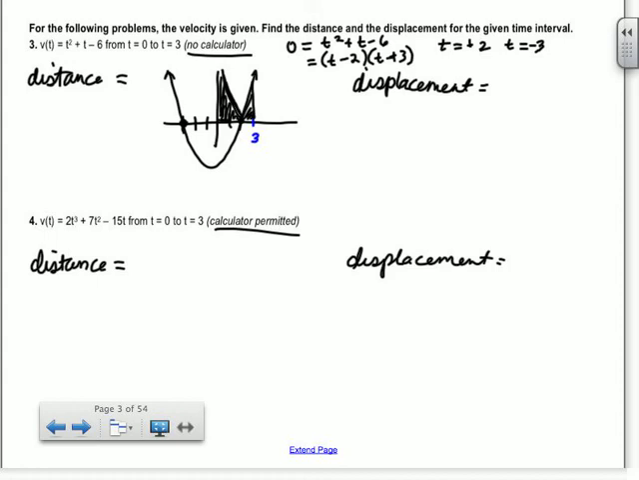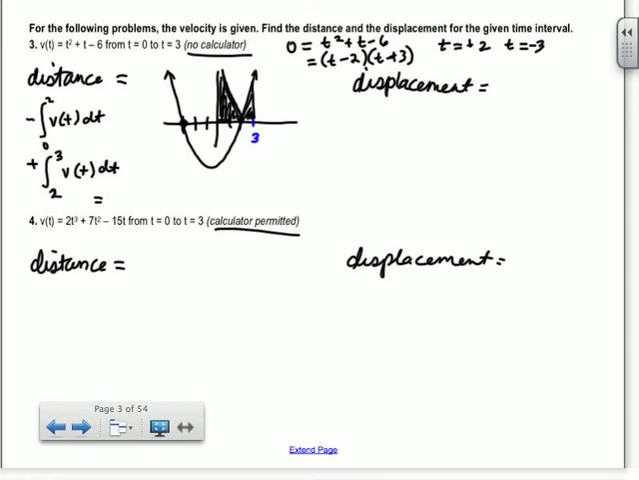Does that make sense? So your distance is going to be the opposite of v of t from 0 to 2 plus just plain v of t from 2 to 3.